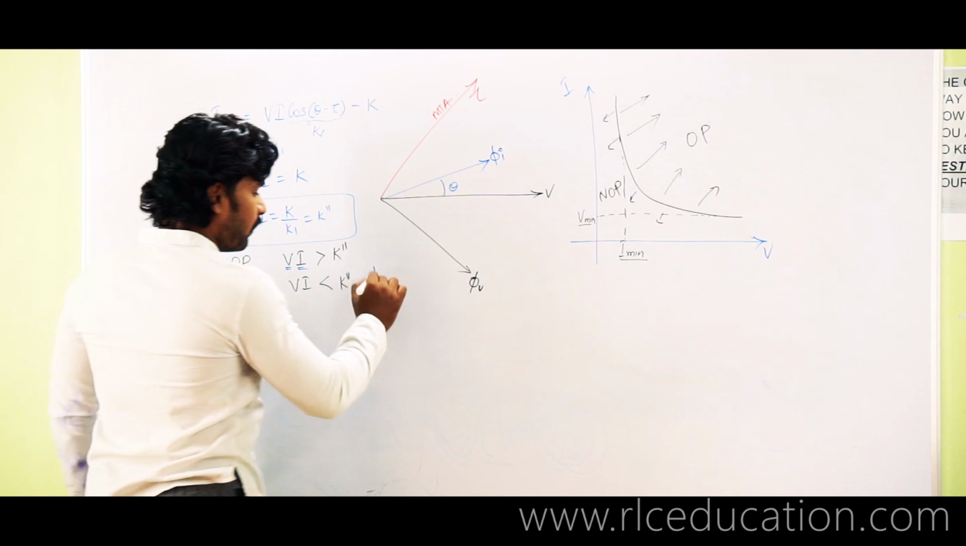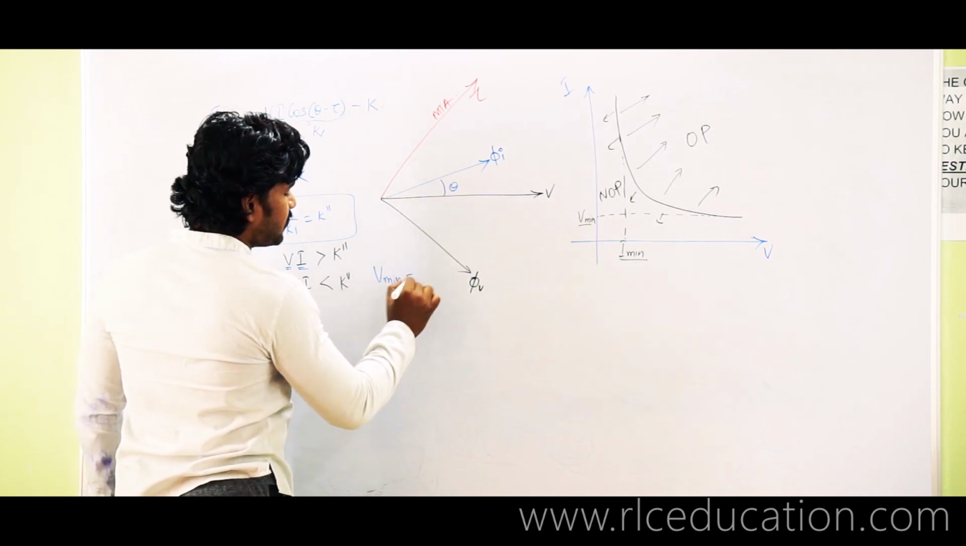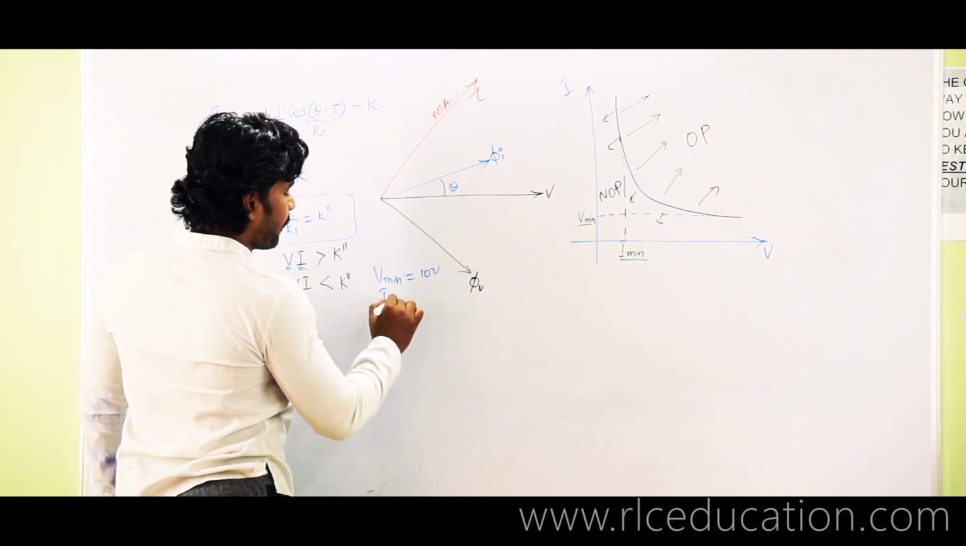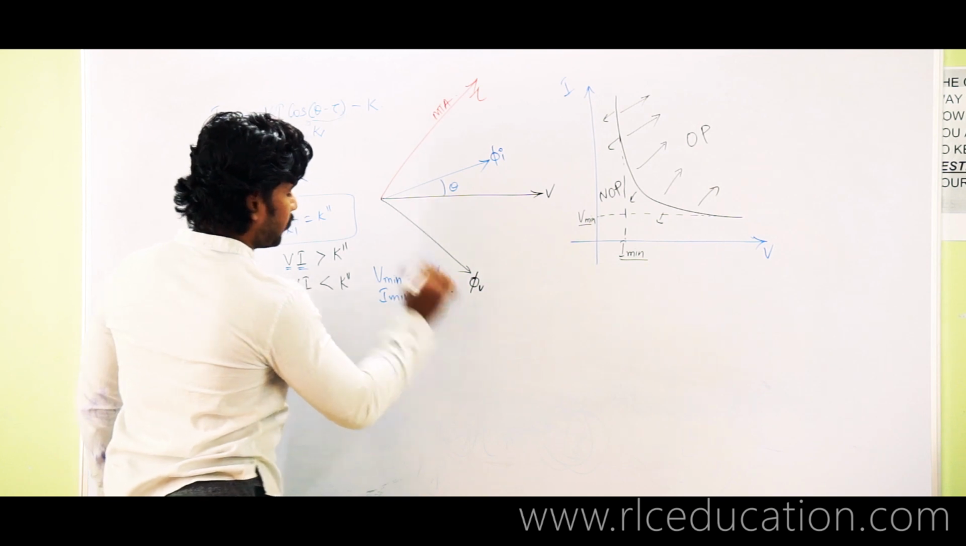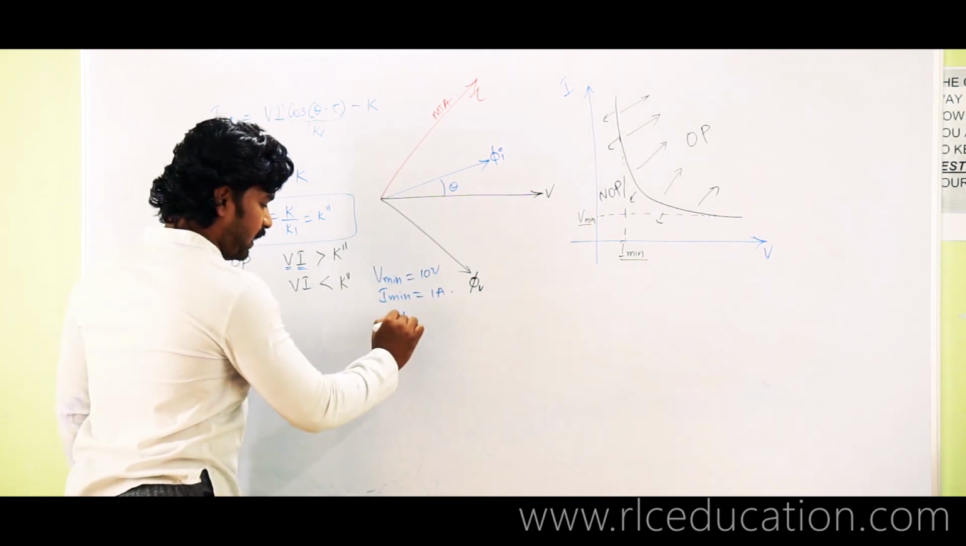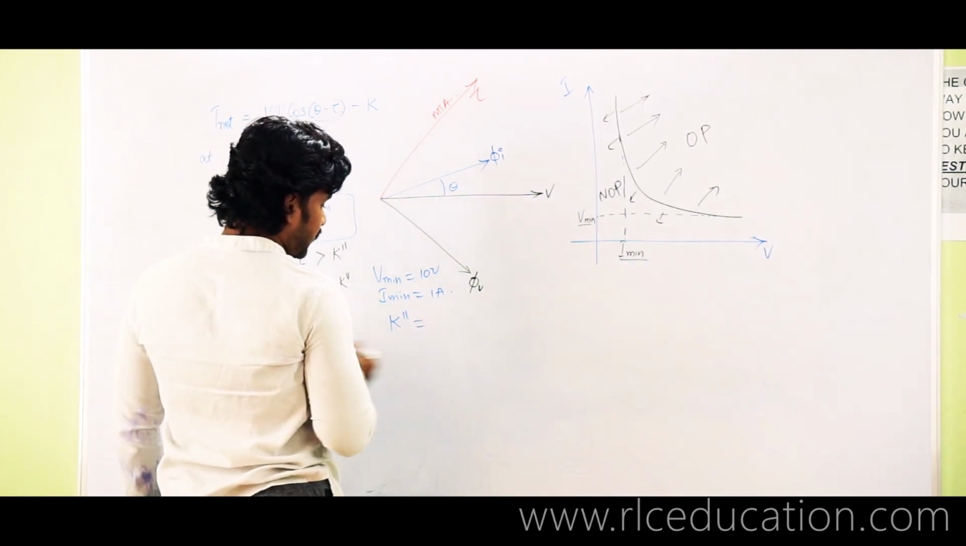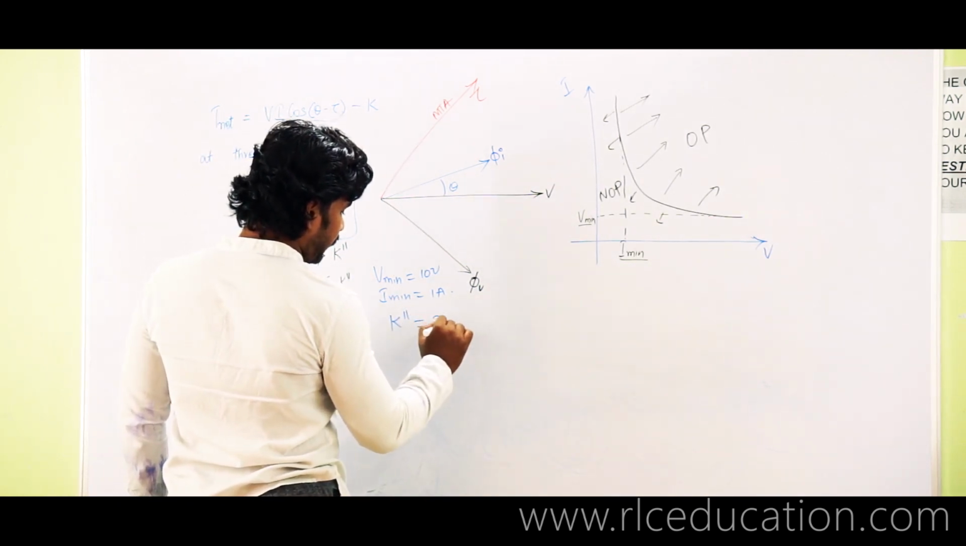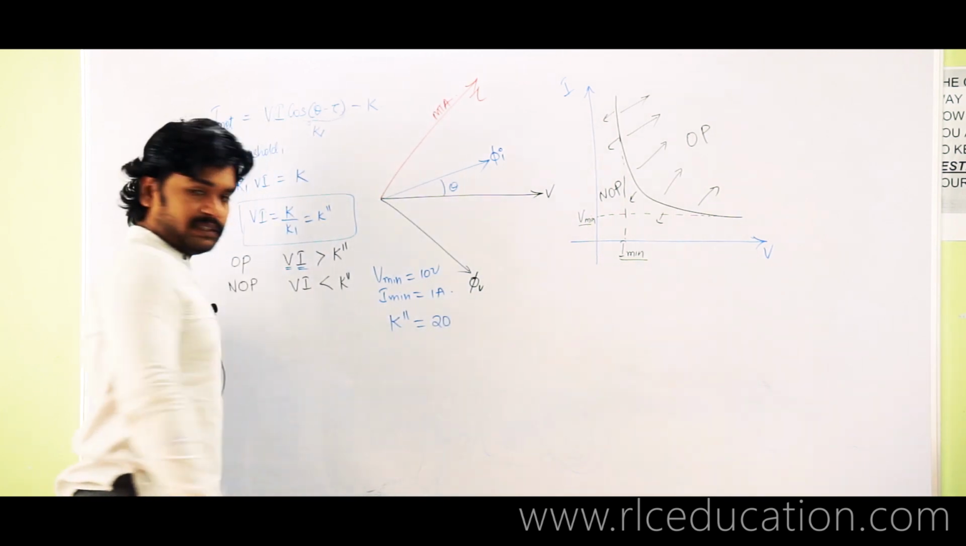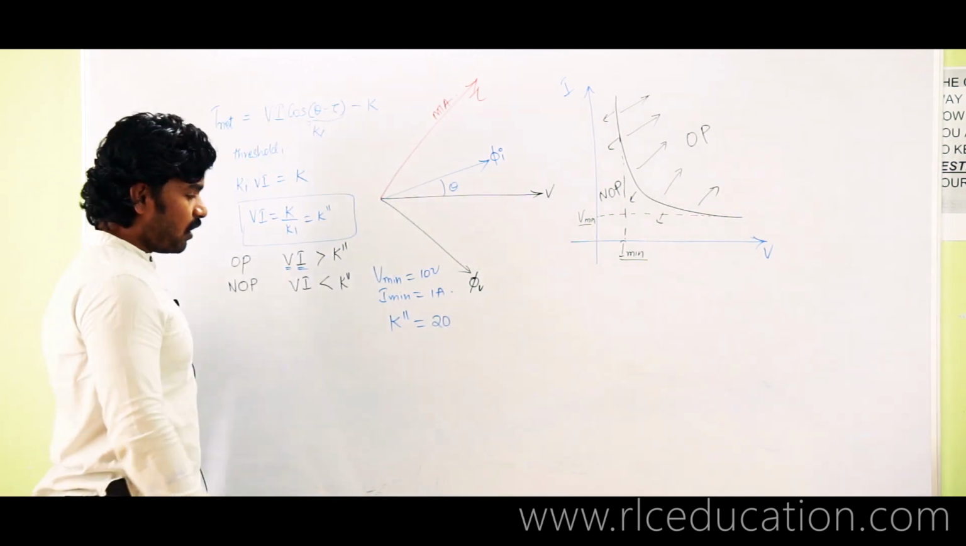Let us say V minimum is 10 volts, I minimum is 1 ampere, and I am getting K double dash at threshold condition. The product will be equal to some 20. Okay, 20 is the product, isn't it? I am getting 20.